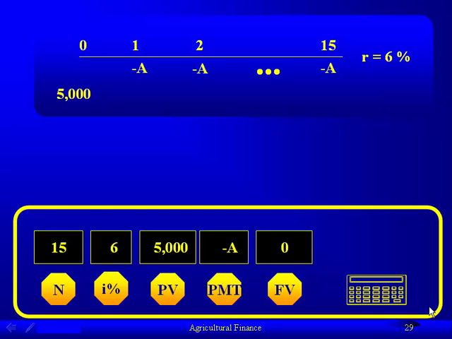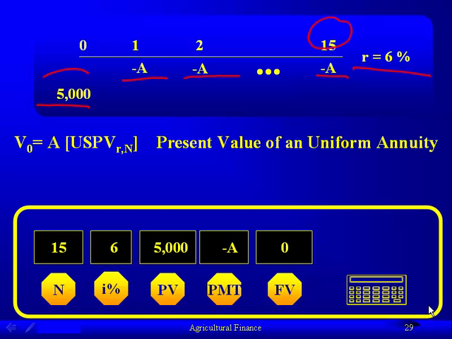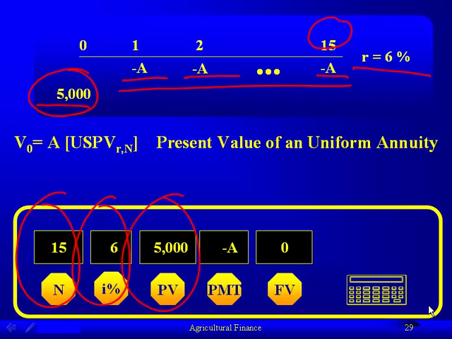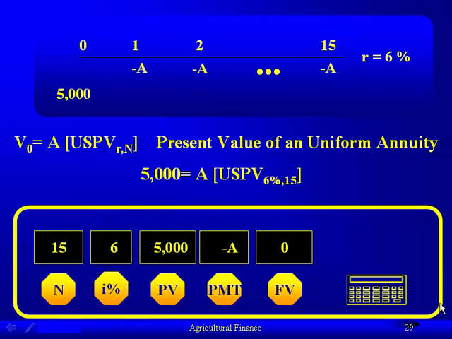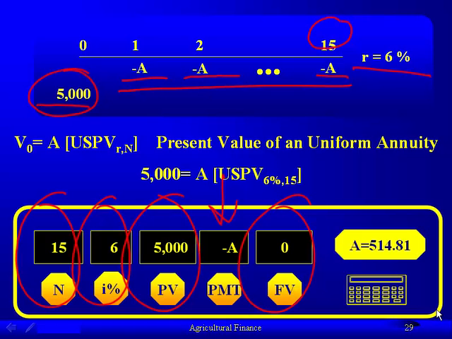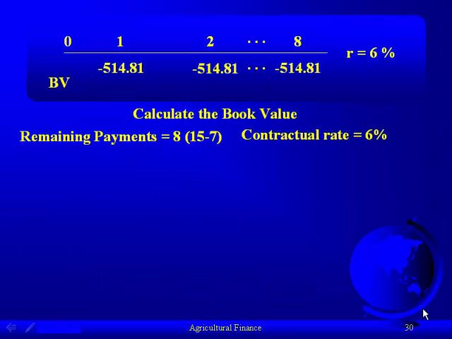This was a $5,000 loan, and the rate was 6% over 15 years, and we want it fully amortized, which means we need this uniform payment to the bank at the end of each of the next 15 years. And you can see that we know the present value. We know it's a uniform series, so we're going to use the present value of the uniform series annuity, and we're going to plug 15N, 6% I, 5,000 present value, zero out the future value, compute the payment, and it comes out to be $5,114.81.